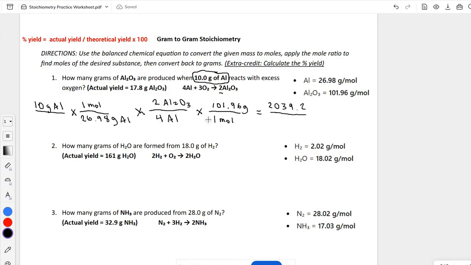26.98 times 4 times 1. So just 26.98 times 4. Let's see what that is. 26.98 times 4 equals 107.92. And now we just do this simple math. 2,039.2 divided by 107.92 equals, we're going to get 18.89 grams of Al2O3.